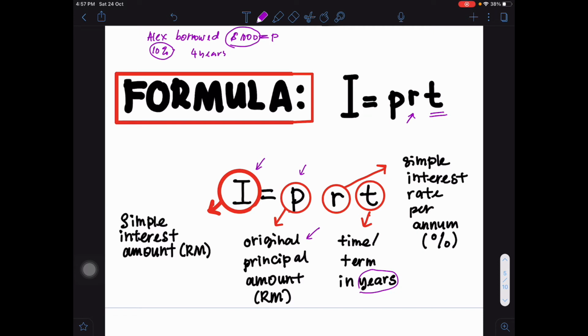We will just need to use this formula, which is I equal to P, R and T. But you need to know which one is P, which one is R, which one is T. Okay, so P is the capital or the face value, which is 1,000. So we want to calculate I. So this one is our P, 1,000. Okay, now we want R.